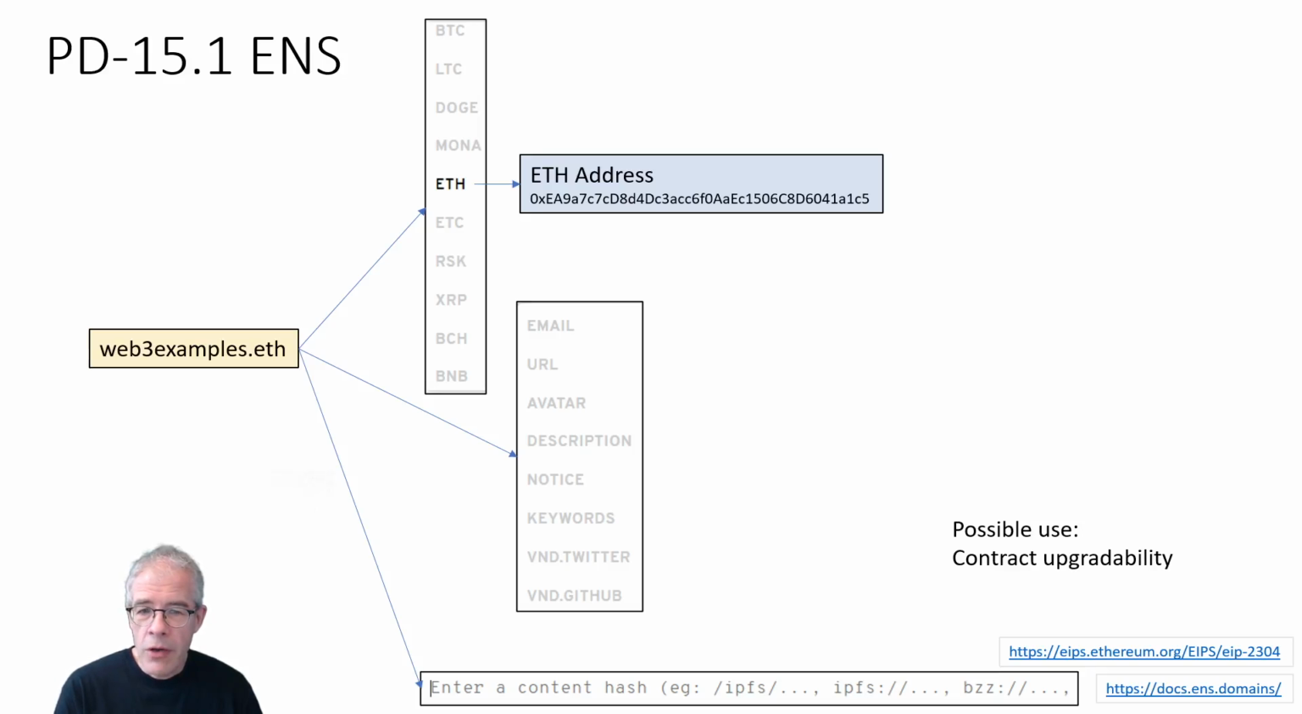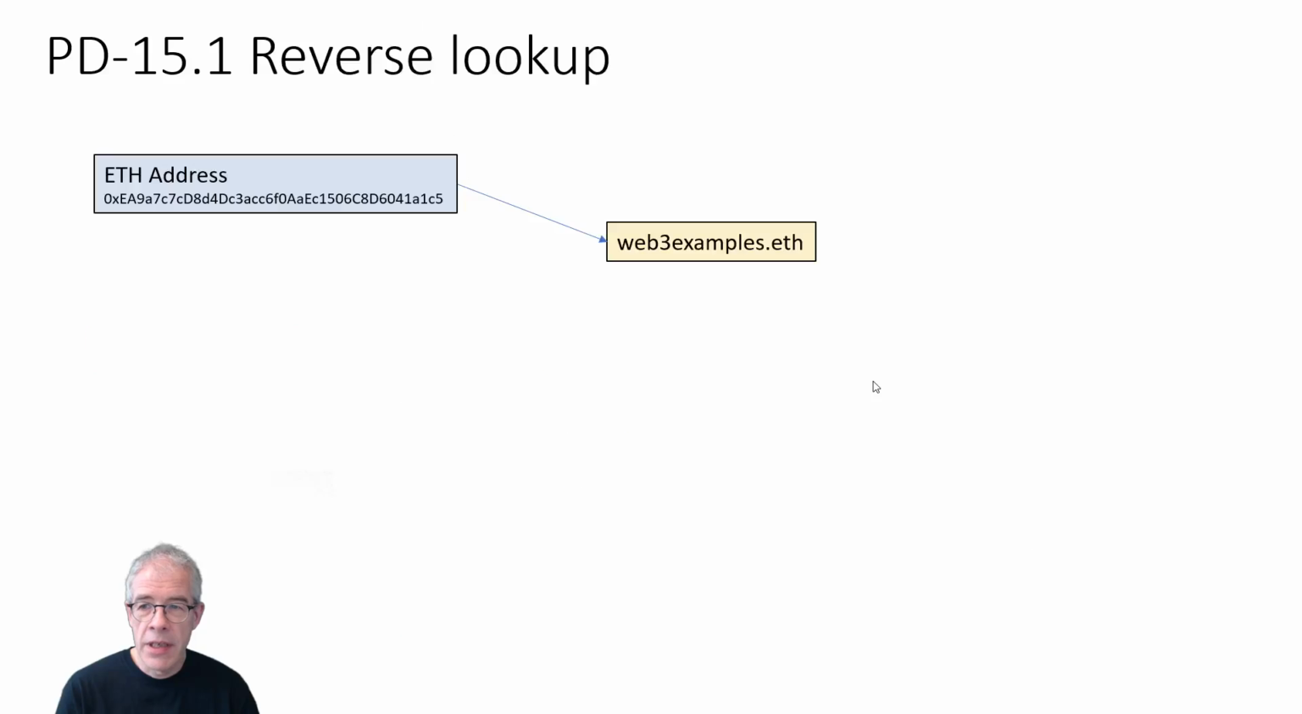Well, what's a good use of this? You can use this for contract upgradability. As you might have noticed, in your contract you frequently record the address of your contract, which is like a constant. But if you do it like this, then you can use a name which refers to your contract. So that's one of the uses of this.